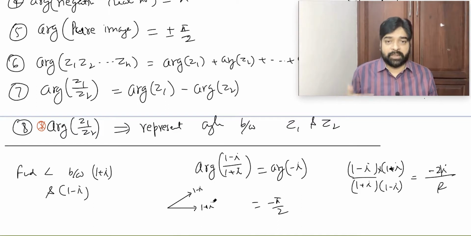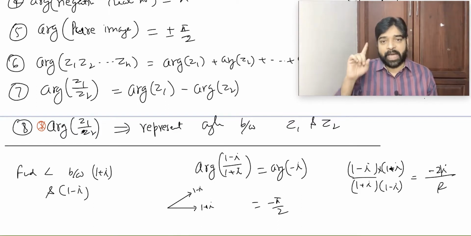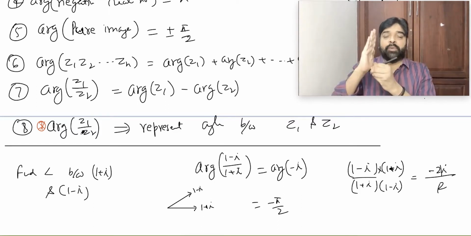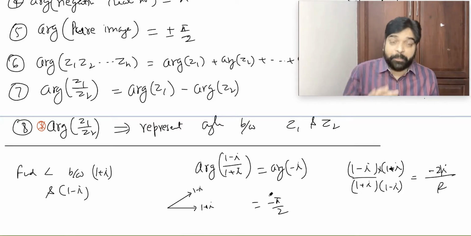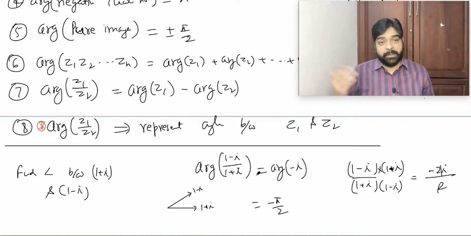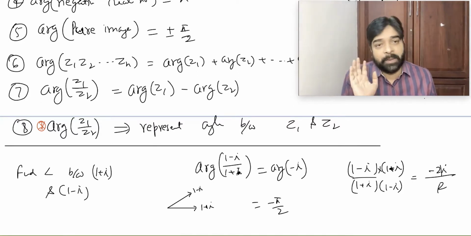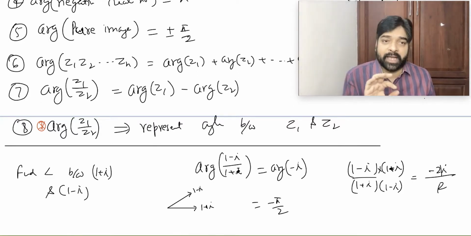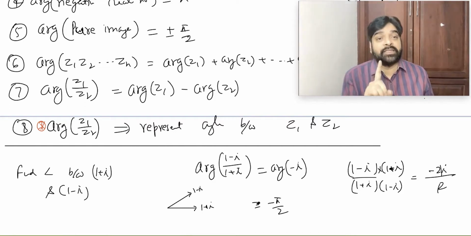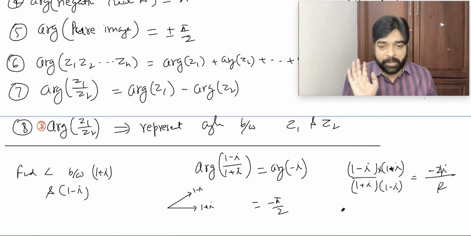This is our assumption. Whenever we write argument Z1 by Z2, we always assume Z1 is above and Z2 will be below. If you get positive, like the previous one, when I take 1 plus i by 1 minus i, 100% 1 plus i will be above the 1 minus i. But if you get negative, it's simply telling you that the picture you drew is wrong. 1 plus i will be above and 1 minus i will be below. It will look something like this.